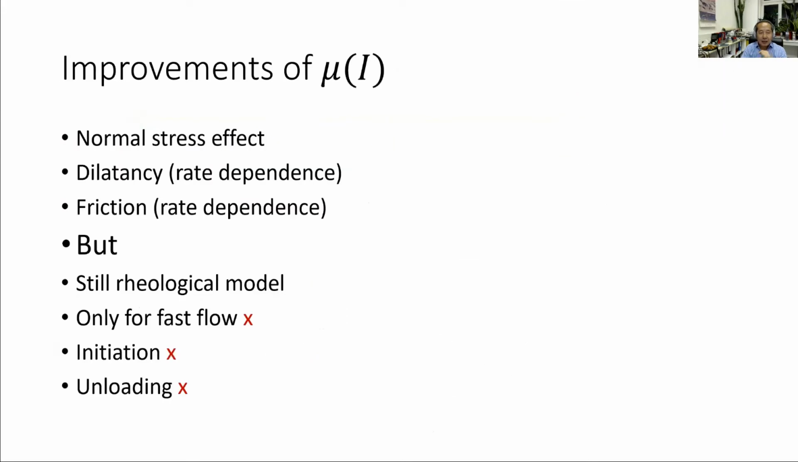So this mu I model brings some improvements. The first one is the normal stress effect. You will see that because you're doing shearing, you may have a normal stress along with the shearing. And you have the dilatancy, which is a kind of rate dependence. And you have the friction, which is also rate dependent. And they differ very much from the model before.